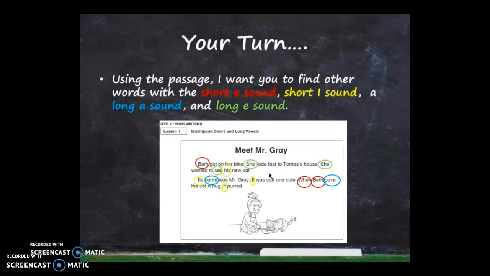And lastly, you should circle the long E sound. There's only 2 words here that have that long E sound, and those are the words he and she. You hear that E saying its name? I know I hear the long E sound there.